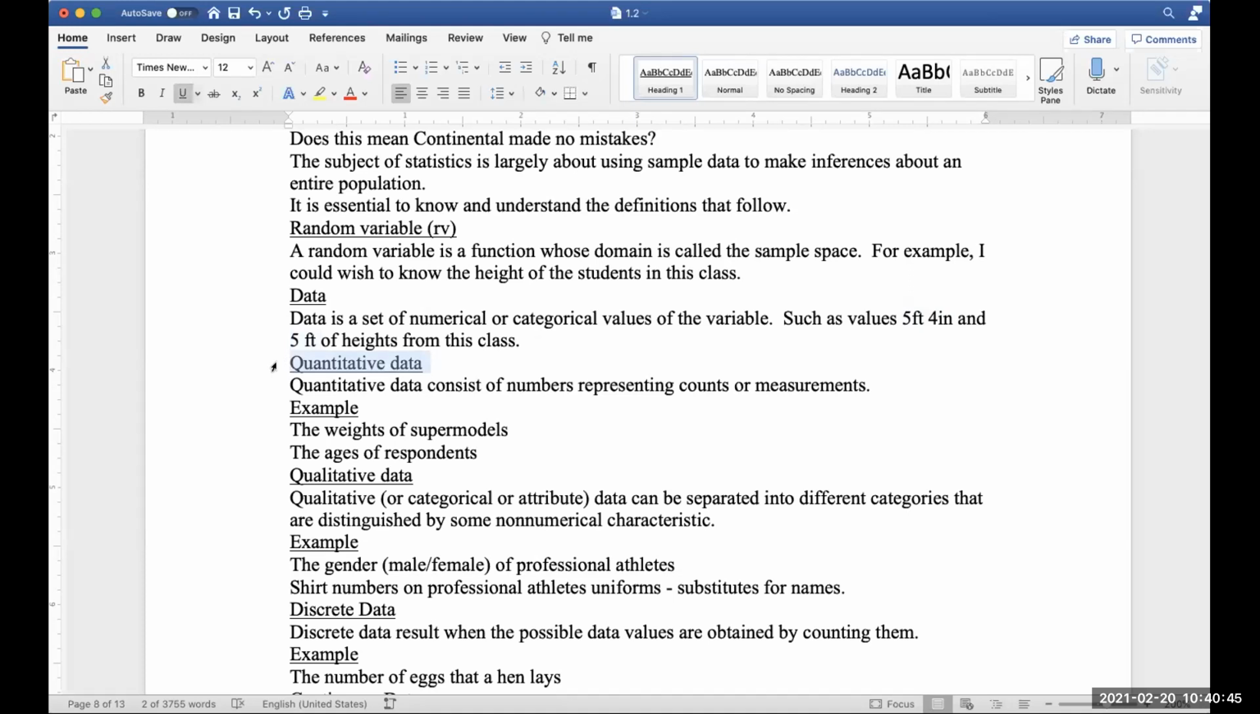There are different ways to categorize data. One way is quantitative data and qualitative data. Quantitative data is data that consists of numbers representing either counts or measurements. An example of that would be weights of supermodels or ages of respondents. That would be an example of quantitative data.